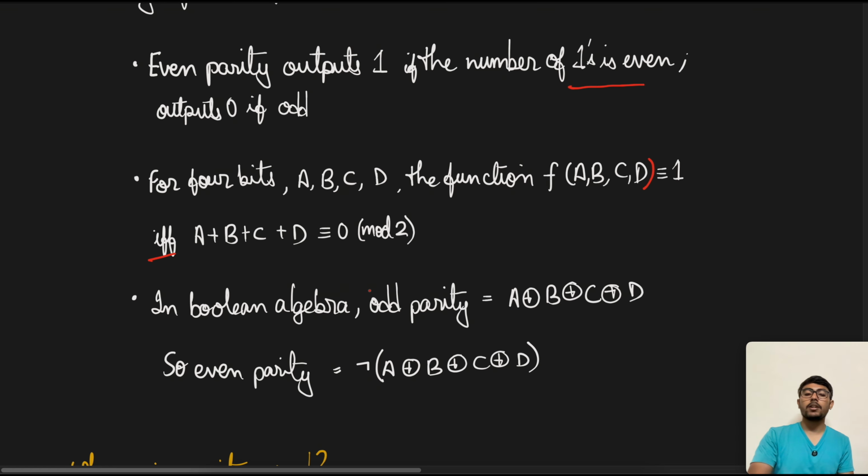In Boolean algebra, odd parity equals a XOR b XOR c XOR d. So even parity is simply the whole expression inside a negation: NOT (a XOR b XOR c XOR d).